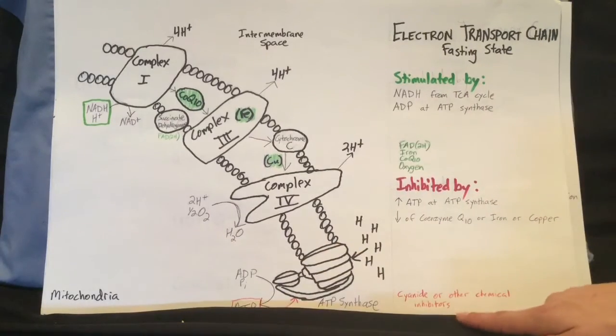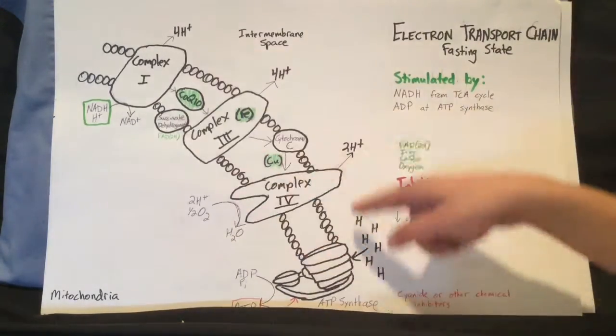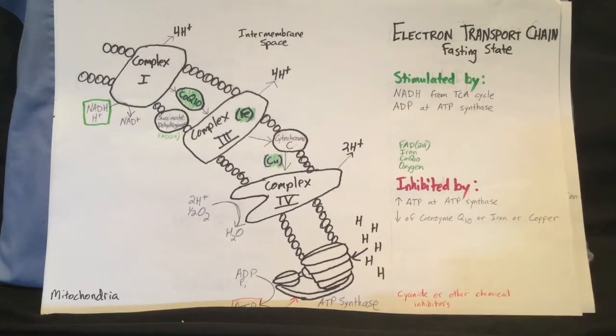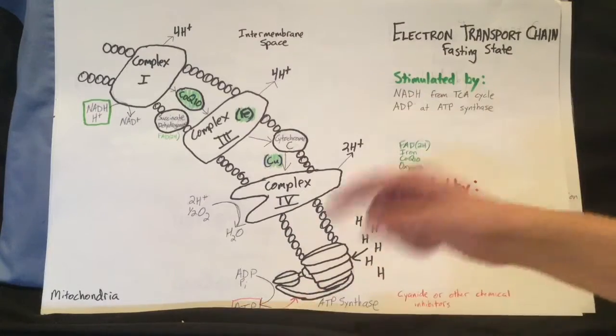One quick note, cyanide or other chemical inhibitors can inhibit some of these reactions. So that's one of the reasons, or that is the reason cyanide is so deadly, because it stops this, you can't make energy, and you die pretty quickly.